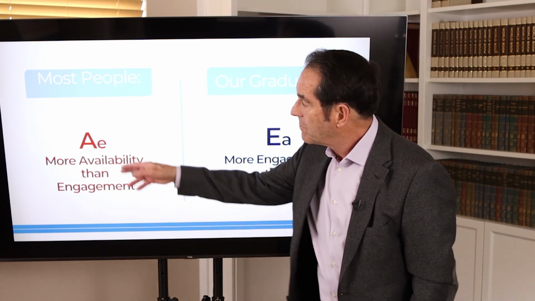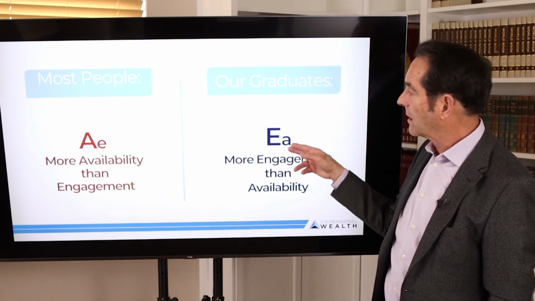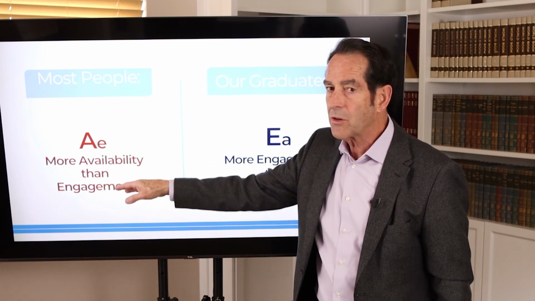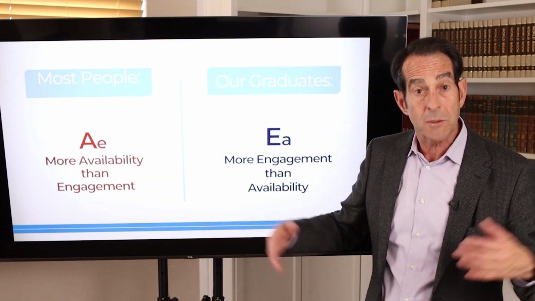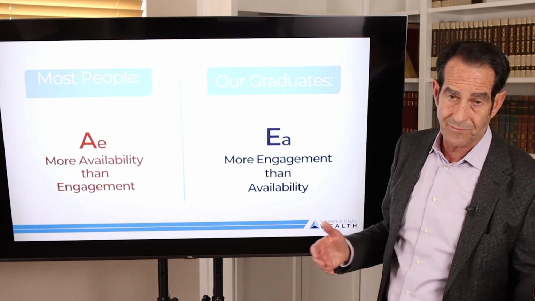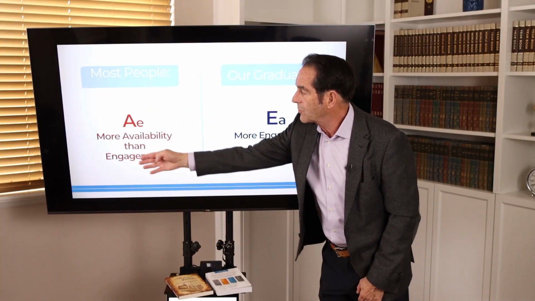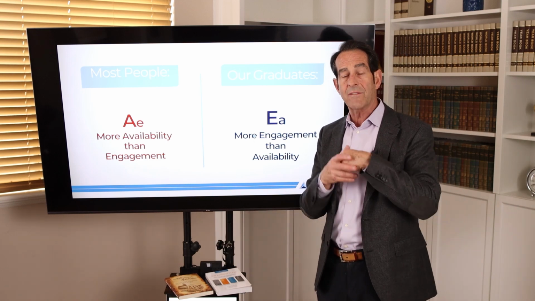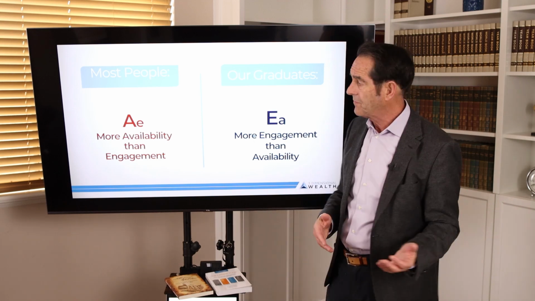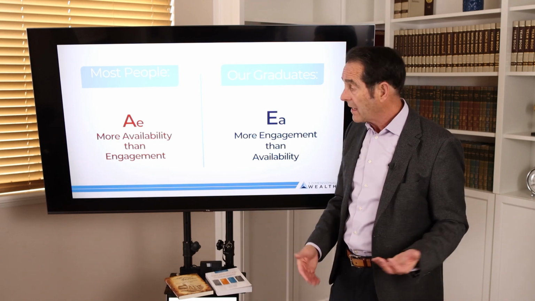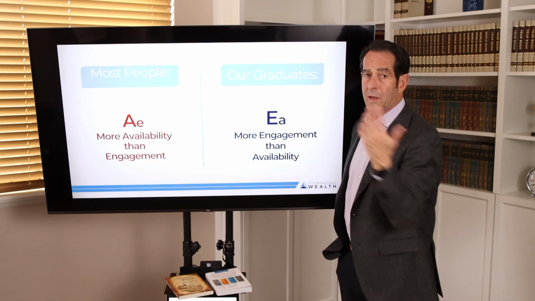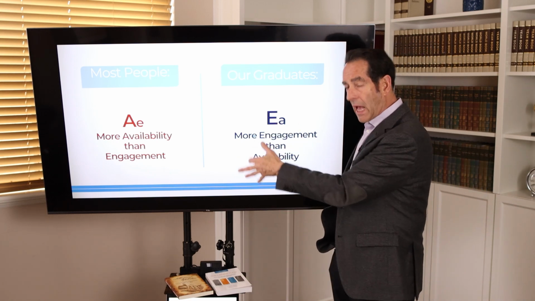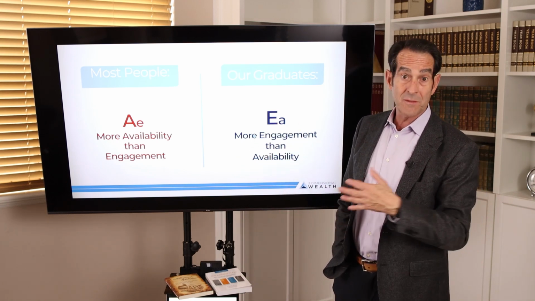I call it big A, little e, or big E, little a. So we're going to talk about more availability than you have engagement opportunities, especially if you're a business owner. And so many businesses go through and they have way more availability in their calendar than they have clients or patients or whatever. I like to flip that so that you have way more people who want to engage with you than you have the available time in your calendar. A nice problem to have.